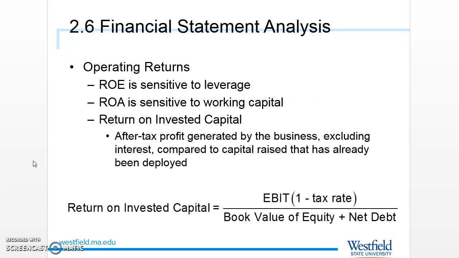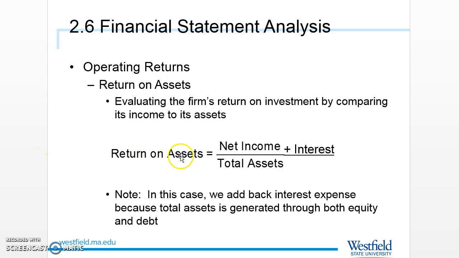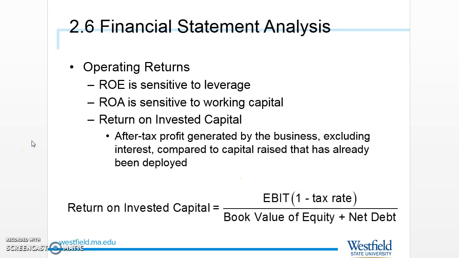Now, both of those two are sensitive to things. ROE is sensitive to leverage. So we go back up to here. Debt is not included in this, but if I use a lot of debt to create a lot of assets, that's not going to affect the book value of equity, but it should drive net income up. So I can artificially increase my ROE just by having more debt generally. And the total assets that we have is sensitive to the working capital that the firm has.